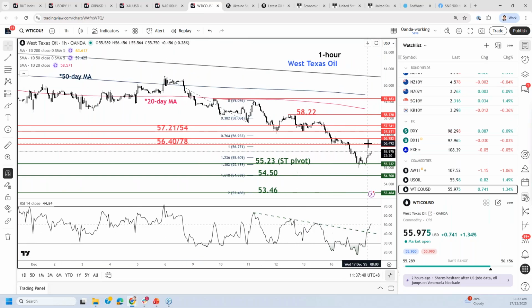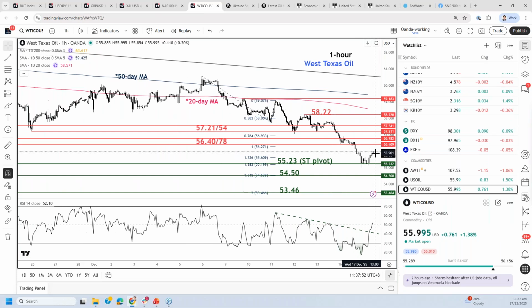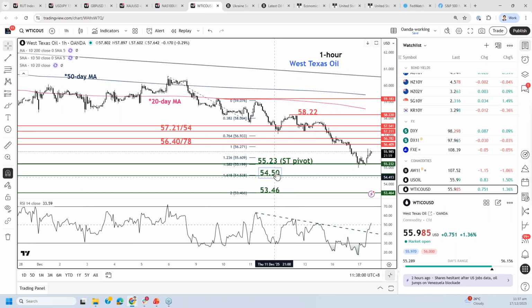A bullish breakout above 56.78 potentially takes us higher towards 57.21, 57.54, maximum 58.22, which is in confluence with the downward sloping 20-day moving average. Only a bearish breakdown below 55.23 will reinsert this bearish impulsive down move sequence to expose the next near-term support level at 54.50, followed by 53.46. So that's for West Texas oil.